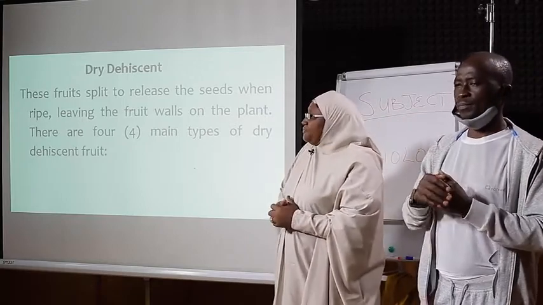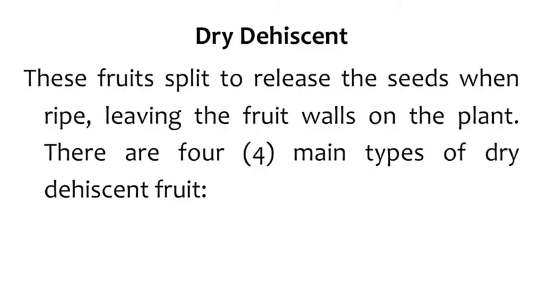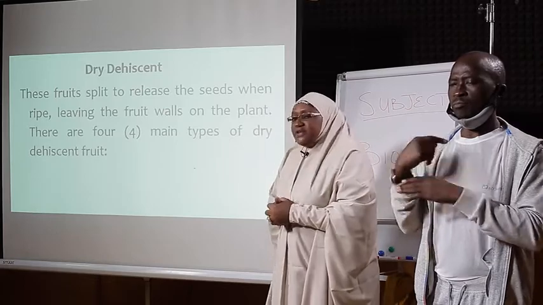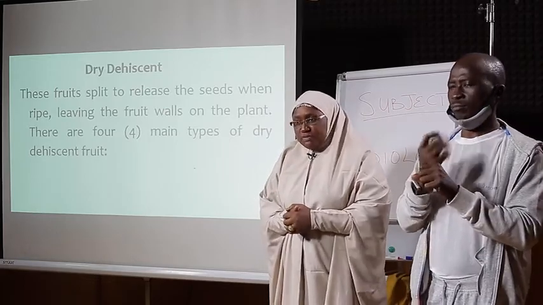What is a dry dehiscent fruit? A dry dehiscent fruit is that fruit that splits open to release the seed when it is ripe. I will take it again. A dry dehiscent fruit is that fruit that when it is ripe, it splits open along the slits, leaving the fruit walls on the plant. So we have about 4 types of dry dehiscent fruits.